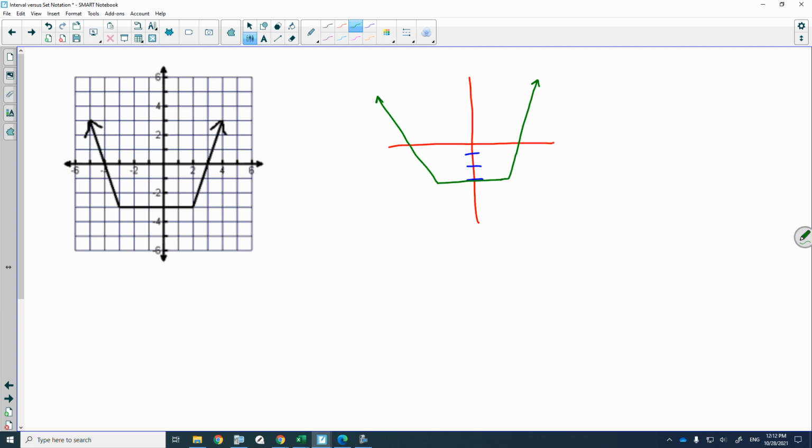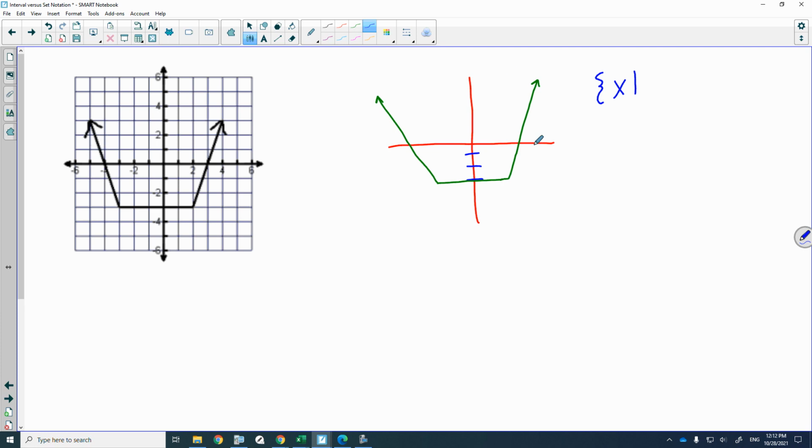So just to illustrate that, everybody would get the interval notation, okay? I want to remind you of a few things for set builder notation. So set builder notation, start with your bracket. x is such that.